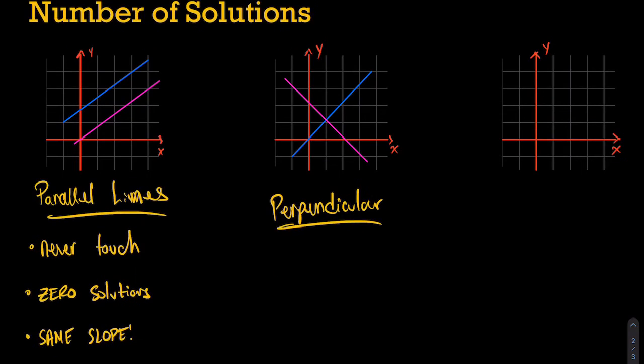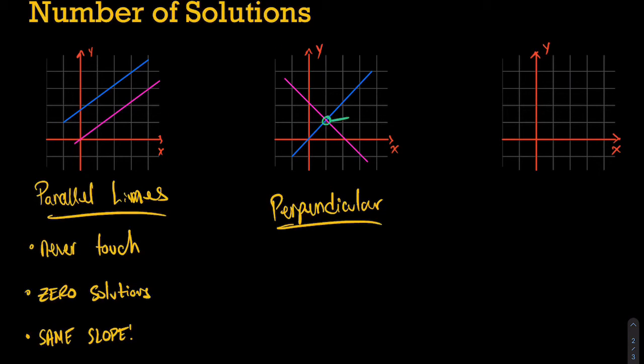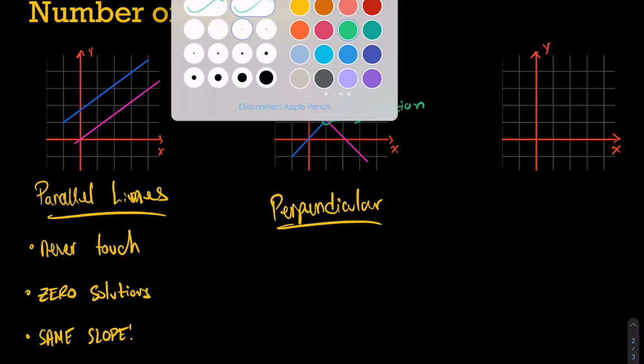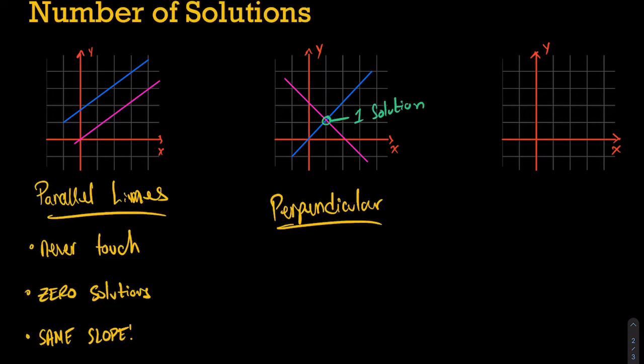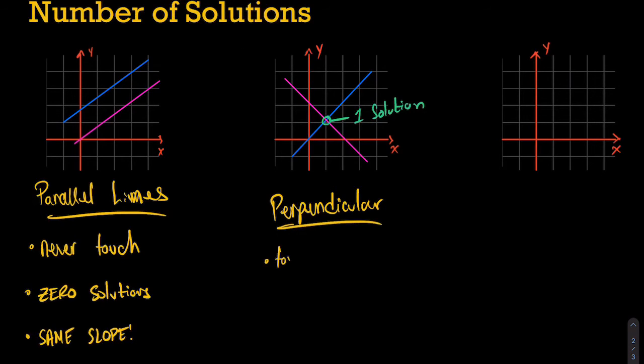How many solutions would a perpendicular line have? Well, it has only one solution here, right? One solution, because the lines are crossing exactly at one point. So they will touch at one point, which means that they're going to have one solution.